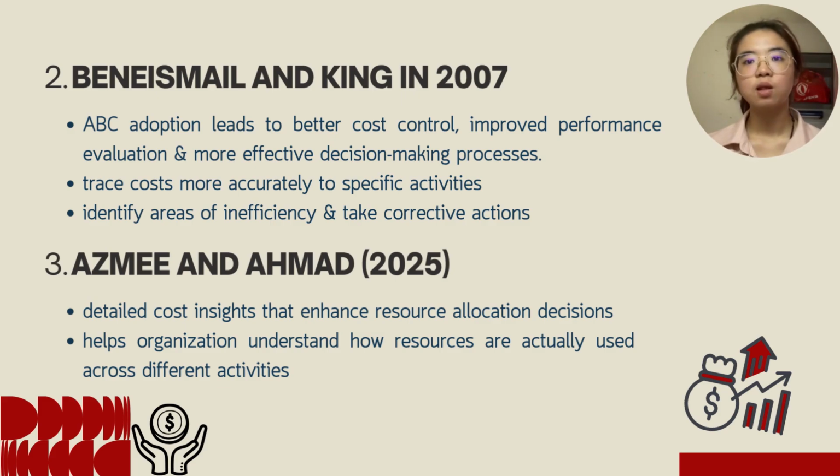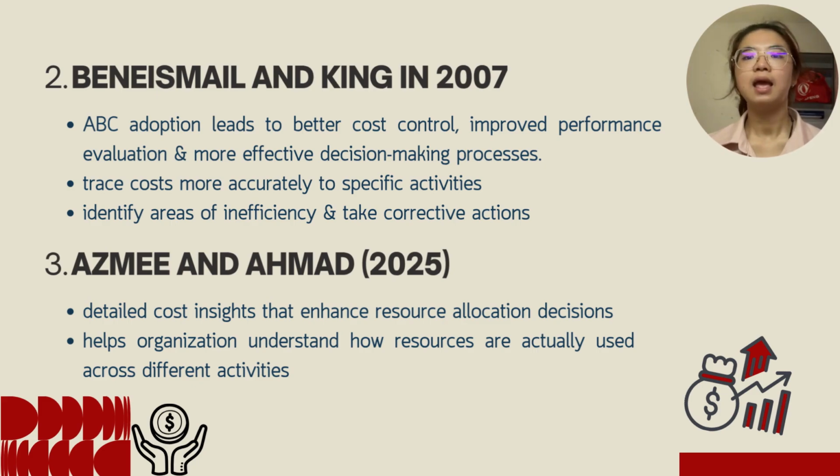The study explained that when companies use ABC, managers are able to track costs more accurately to specific activities, which improves monitoring and control over expenses. This allowed management to identify areas of inefficiency and take corrective actions, leading to better operational and financial decisions. In addition, a more recent study by Amit and Ahmad in 2025 focused on a Malaysian private university found that ABC provides detailed cost insight that enhances resource allocation decisions.